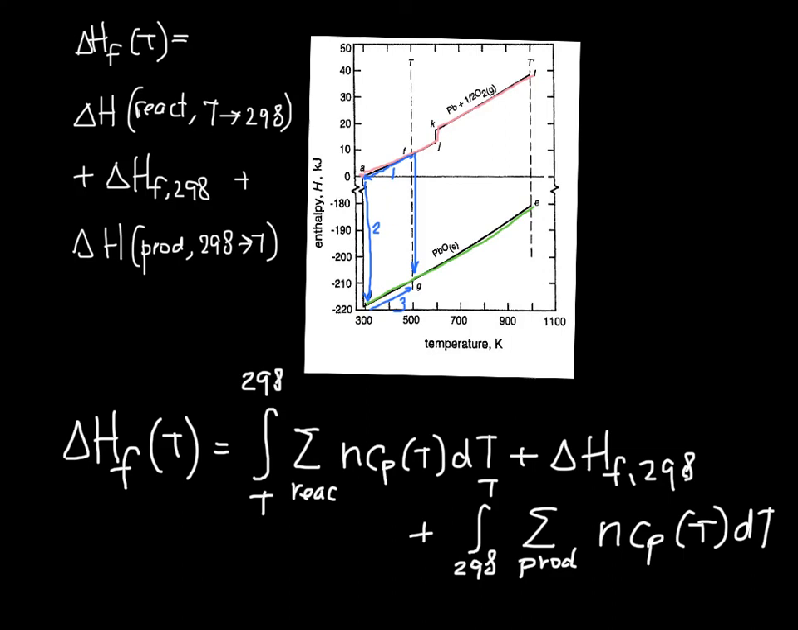Also, if we had a phase change present, let's say that we were considering this temperature up here instead, then we need to take that into consideration when we are calculating the enthalpy change of the reactants. So we need to include this enthalpy change of melting. But this expression down here, this is the one that we will use for how to calculate the enthalpy of formation as a function of temperature.